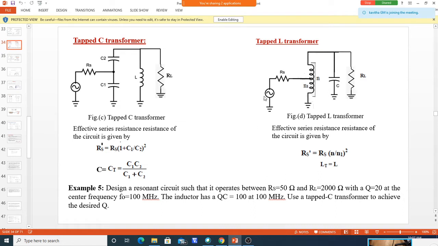Similarly, we can use an inductor also, the tapped L transformer. This is the circuit diagram for tapped L. Here is the total inductor, tapped at the center like this. You can choose the number of turns below and above, because usually an inductor is a wire wound in this form, so it has a number of turns. You can choose any value for N1. The total number of turns is N. This N1 is the number of turns in the lower part. By properly choosing the number of turns here, you can increase the resistance.